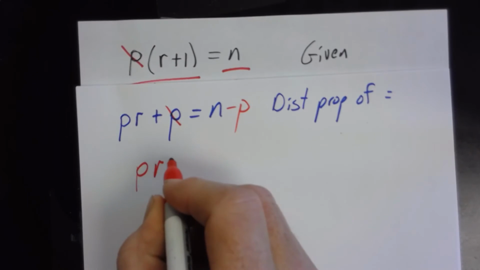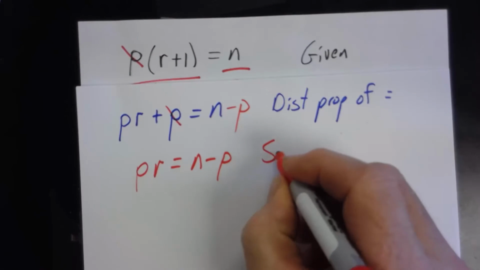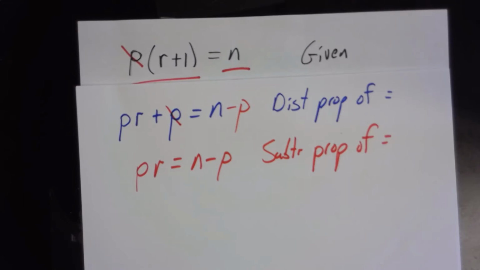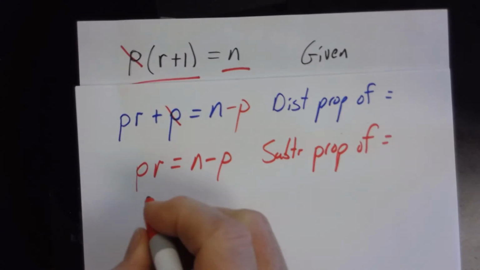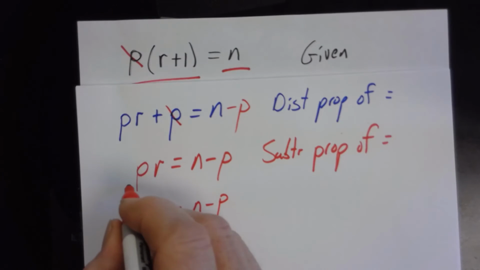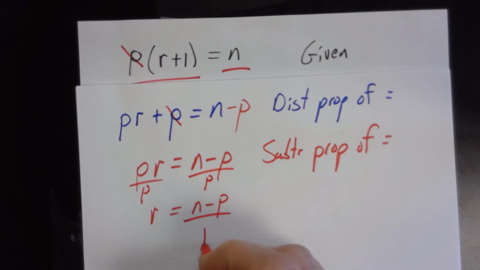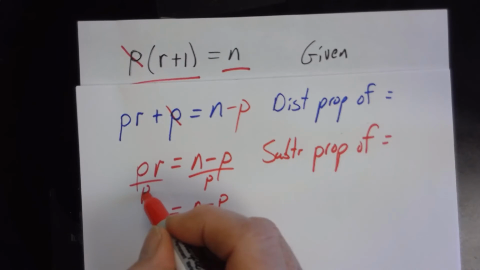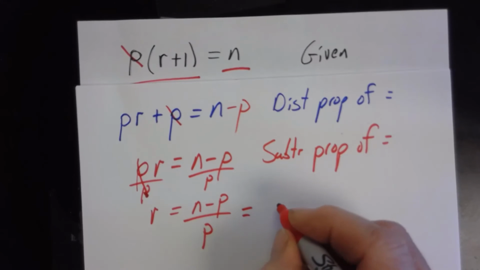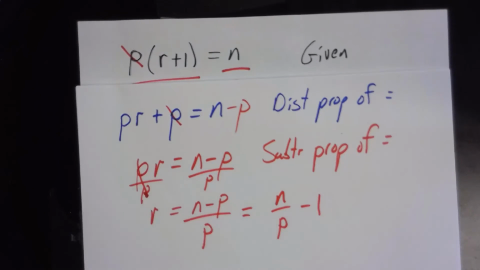So P times R equals N subtract P. So subtraction property of equality. Now I don't want PR, I just want R. I want 1 R. Can we make that happen? All we have to do is divide both sides here by P. What's going to happen to this P and this P? They cancel, give us 1, right? So 1R equals N subtract P over P. Now, when we solved it the other way, we got N over P subtract 1.